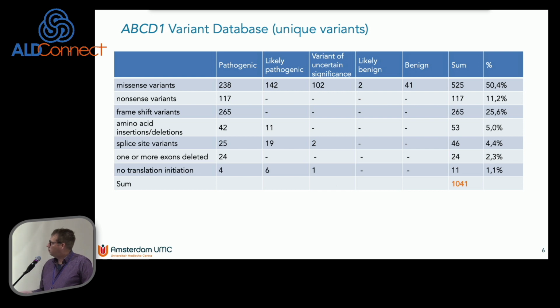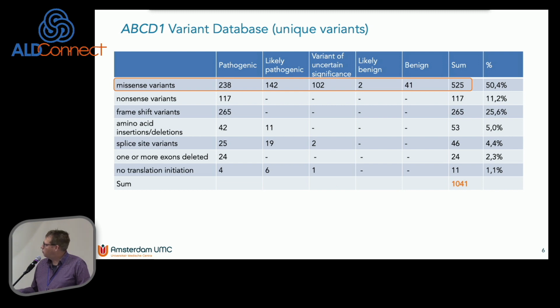But on the website, as I said, there's also the ABCD1 variant database. And it's becoming a huge selection of variants, because currently there are over 1,000 different unique variants identified in the ABCD1 gene, and they're all reported in the database. And these are the different variants that I mentioned, and there are even more flavors. But here are the missense variants, and they make the largest group. So over 500 different missense variants have been reported.